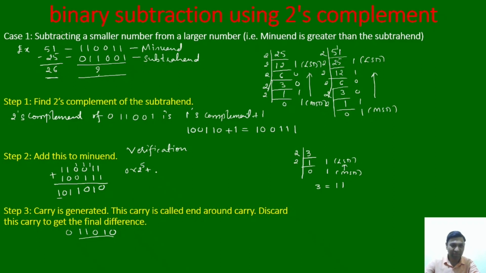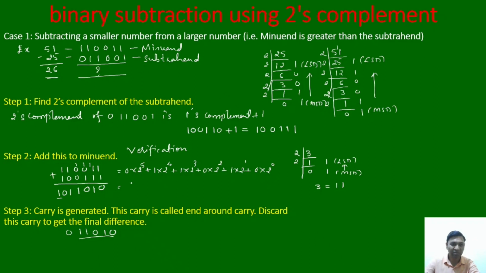Next we have got bit number 1 into 2 to the power 4 plus. Next we have got bit number 1 into 2 to the power 3 plus. Next we have got 0 into 2 to the power 2 plus. We have got bit number 1 into 2 to the power 1 plus. Last bit is 0 into 2 to the power 0. Now let us further simplify.